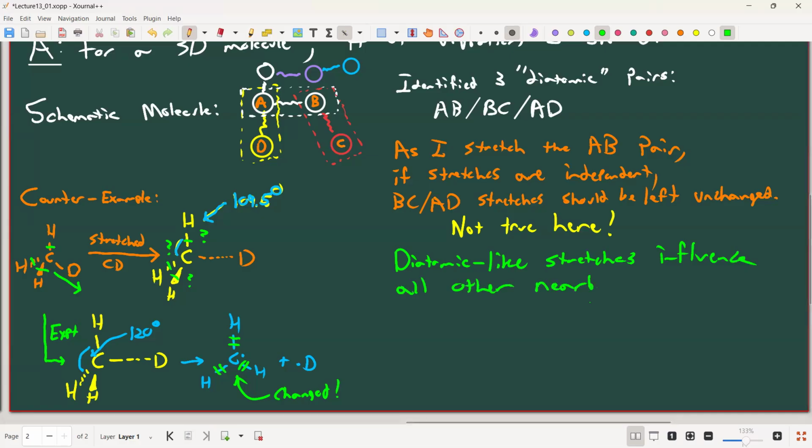Now, if the molecule is big enough, it may not affect ones far away. So there's some locality to it. Imagine that instead of methane, I have octane, and I have a deuterium at one end and I pluck it off. The carbons way on the other end don't really care. They don't even see it. So I should say all other nearby bonds and their structure. Or I say their energetics or structure.